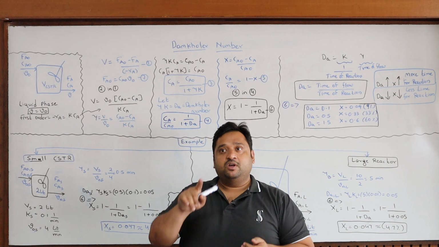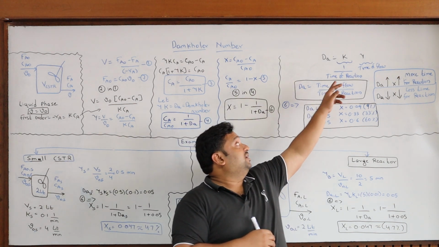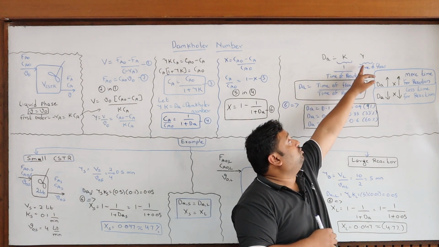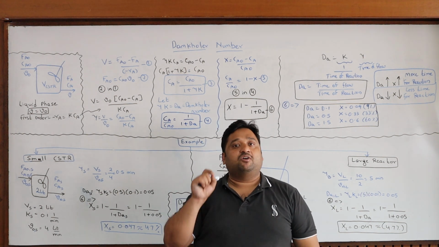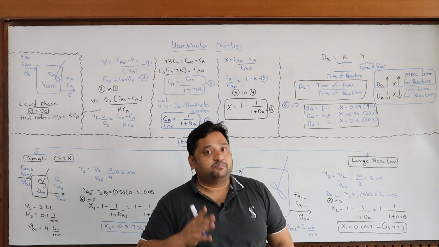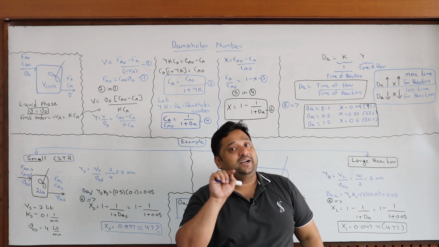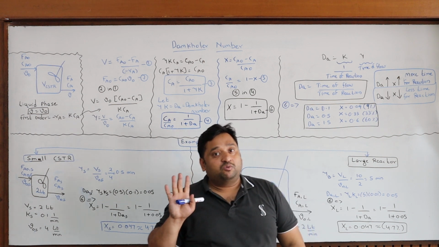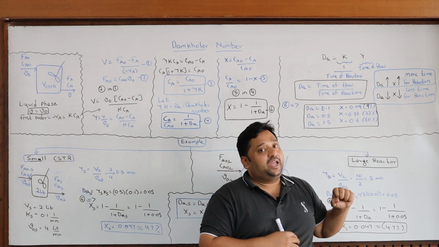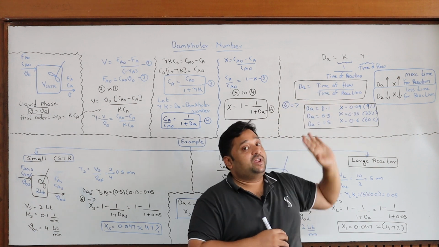It is the ratio of time of flow divided by time of reaction, and it is generally formed by the multiplication of k into tau. k is the reaction rate constant, which is first order, and tau is the space time. Okay, the units of rate constant is 1 by time. The units of tau is time, and if you multiply k into tau, you get the Damköhler number, the time of flow by time of reaction.